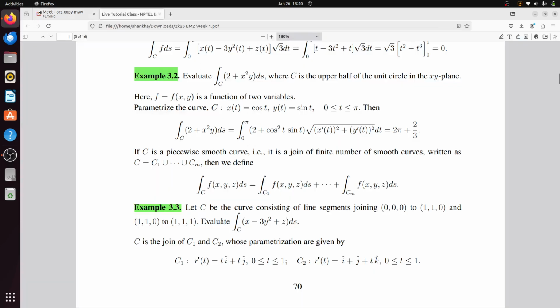Okay, next problem is like you have to evaluate the integral of (2 plus x square) y ds, where C is the upper half of the unit circle in the xy plane. So you have f equal to f(x, y), it is a function of two variables.